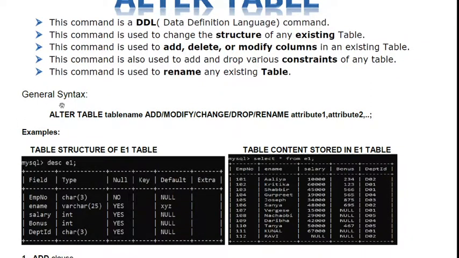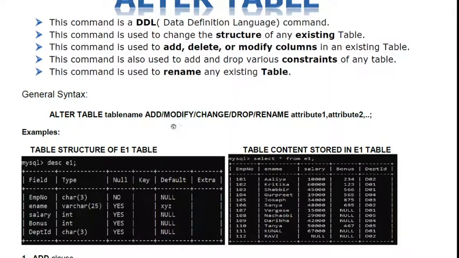Now understand the general syntax. Alter table, table name, very easy. Alter table, then write the table name that you want to modify. Now you decide what you want to do: add, modify, change, drop, rename. These are the clauses, and then the column names, column 1, column 2. At last, a semicolon. I'll explain these clauses in detail.